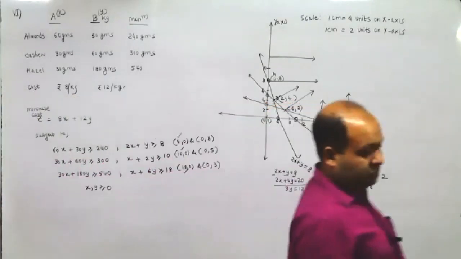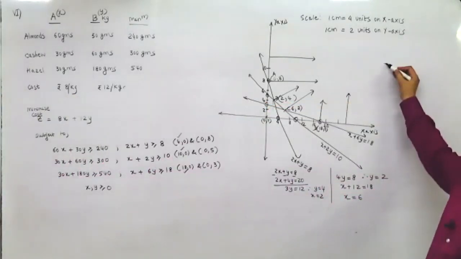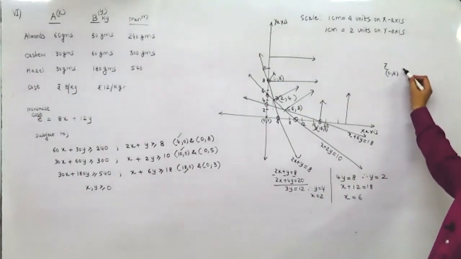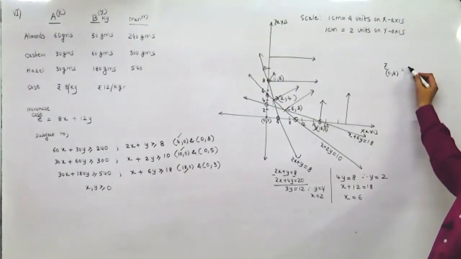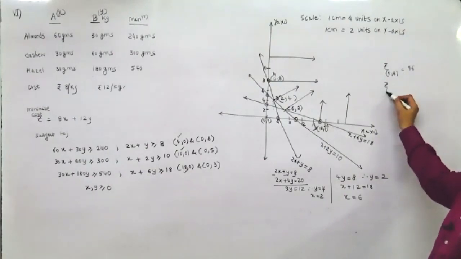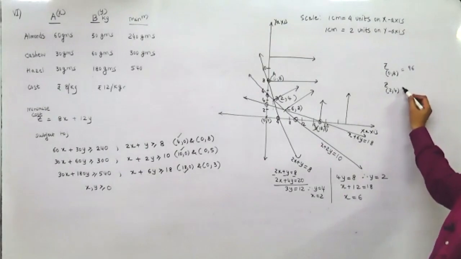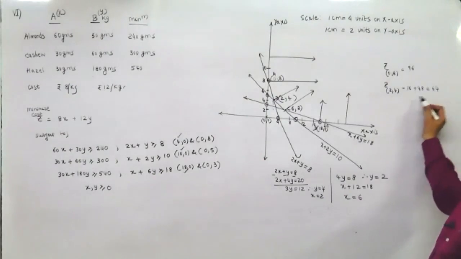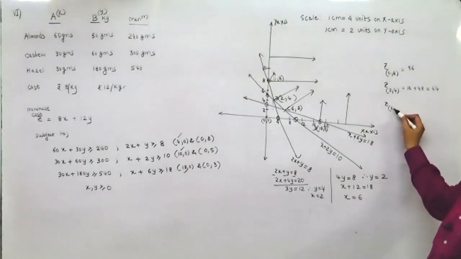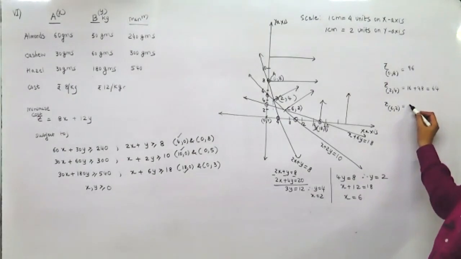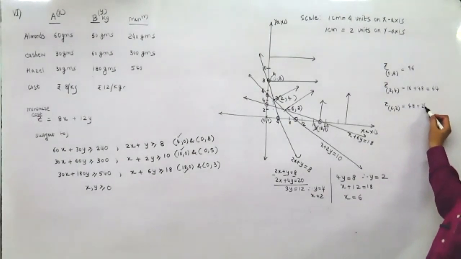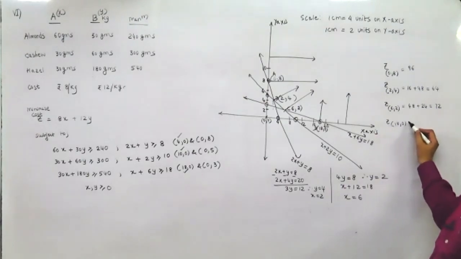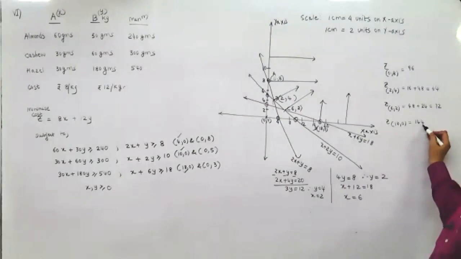Z at 0 comma 8 would be 8 into 0 plus 12 into 8, 96. Z at 2 comma 4 would be 8 into 2, 16, plus 12 into 4, 48. Z at C would be 6 comma 2. So it would be 8 into 6, 48, plus 12 into 2, 24, 72. Z at D would be 18 comma 0. So it would be 18 into 8, 144.